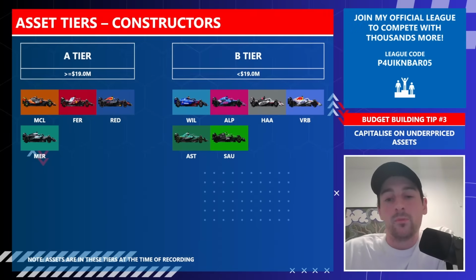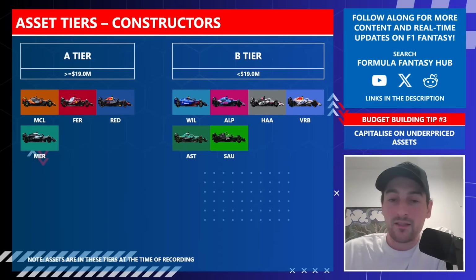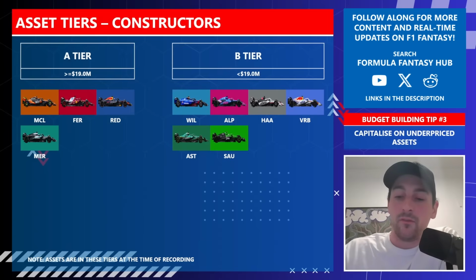Given the considerations I mentioned before around trying to identify and understand those swingier assets, I do think B tier constructors could be quite popular this season. But as I said, we'll get into that in just a moment, and what that means for the implications of our fantasy teams.